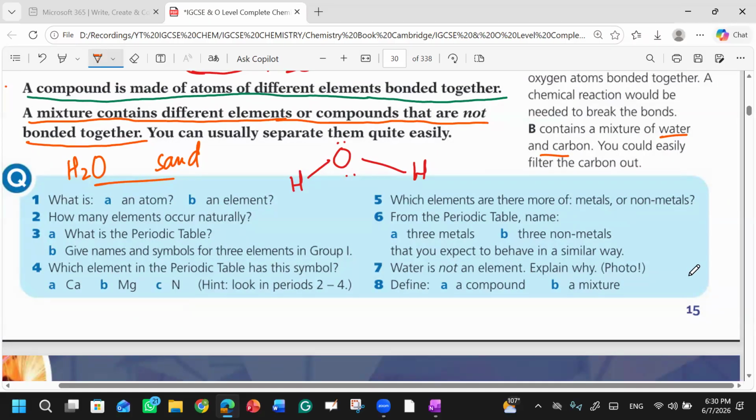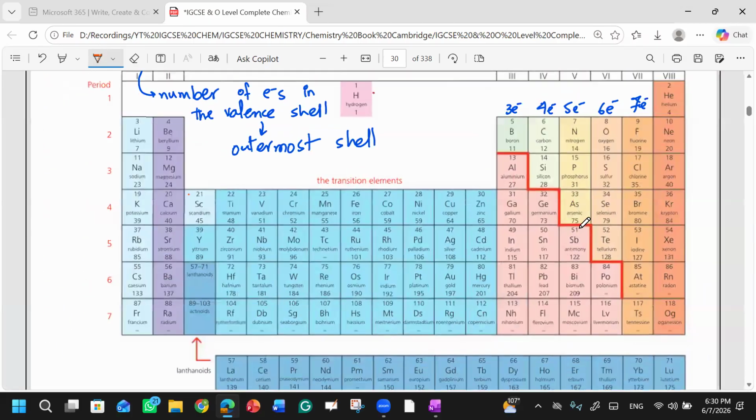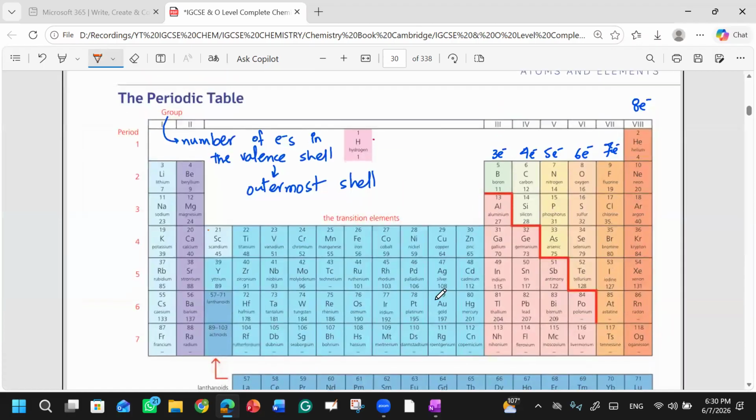Which are more, non-metals or metals? Metals, yes, metals are more. From the periodic table, name 3 metals and 3 non-metals. Any 3 metals are iron, lithium, sodium. Now non-metals: boron, carbon, nitrogen.